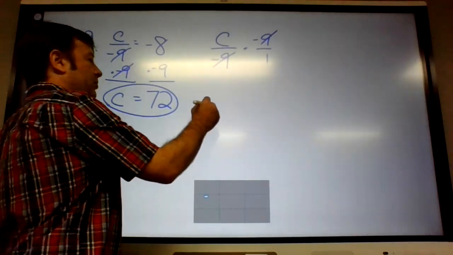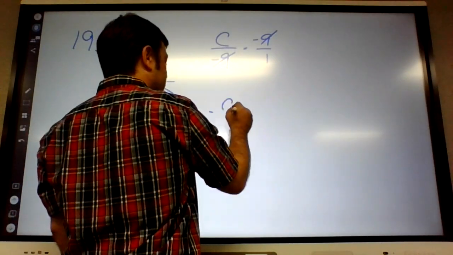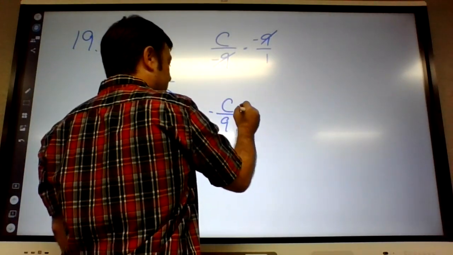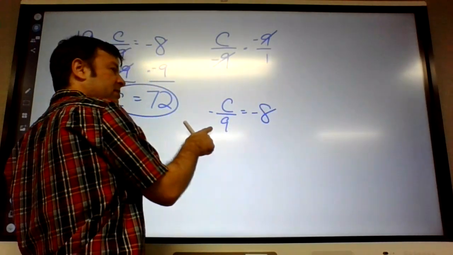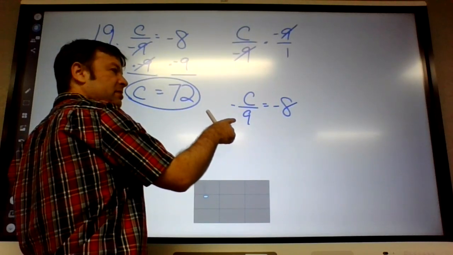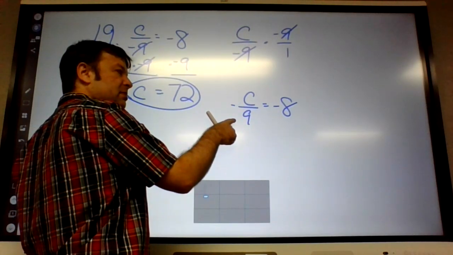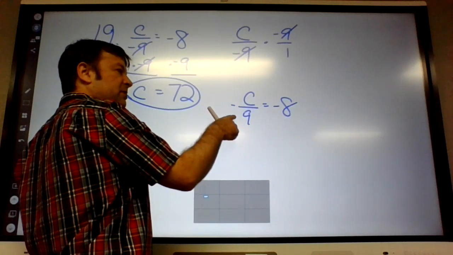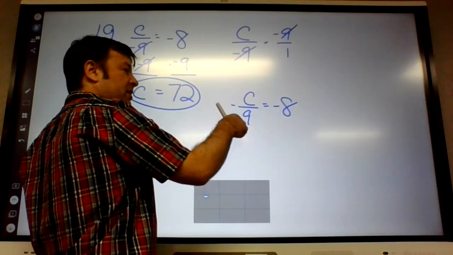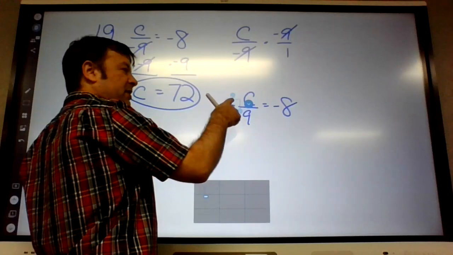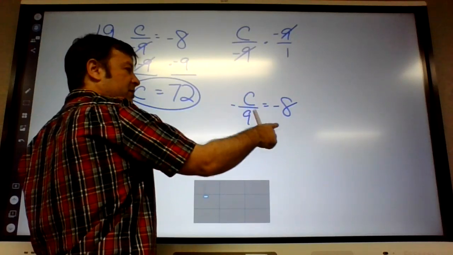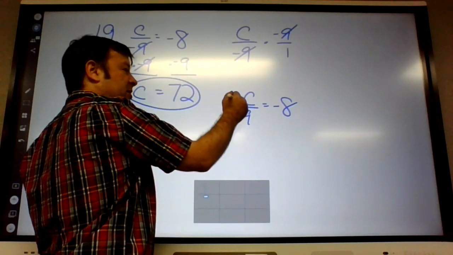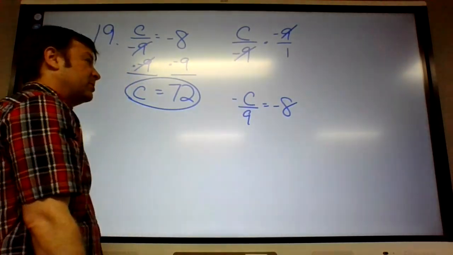Oh, by the way, what if it was written like this? What would we do? You do times negative 9. You still times negative 9, to get rid of this. Multiplying by a negative gets rid of the negative. So you'd still multiply by negative 9. Even if it was up here, you would still multiply by negative 9.